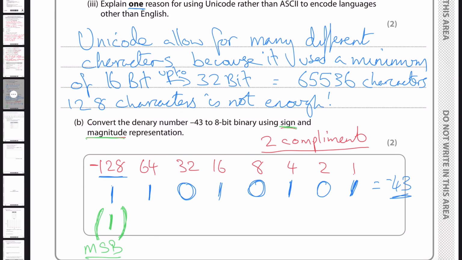So 43 would be no lot of 64. It would be one lot of 32. 32 add 16 would give us 48, so that's no good. But 32 add 8 would give us 40. We can't have that. And then, of course, we would have one for 42 and another one for 43 equals minus 43. So we're basically taking the positive, but this time adding a digit.